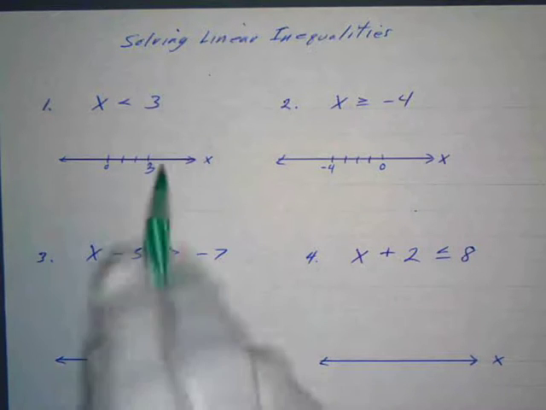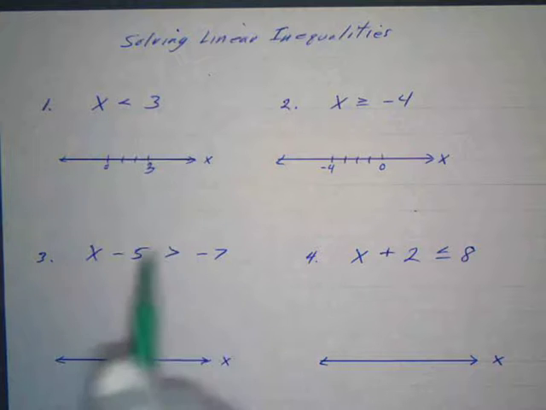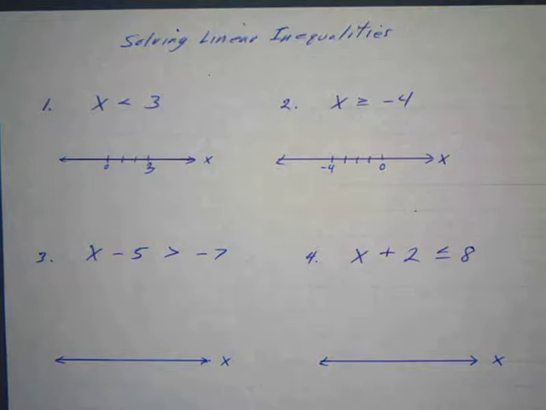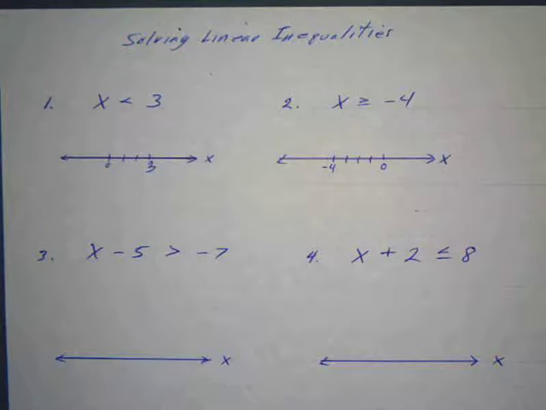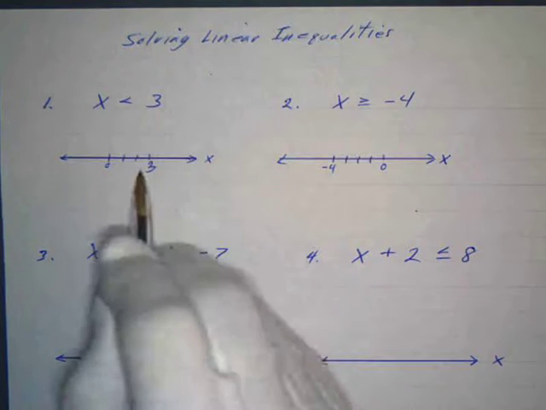And we usually graph the solution set because we've got more than one solution. If it's x equal to 3, there would only be one solution, 3. But since it's less than 3, there are a lot of numbers less than 3. So in order to get an idea of what we're talking about, we usually graph the solution set to show all the possible numbers.